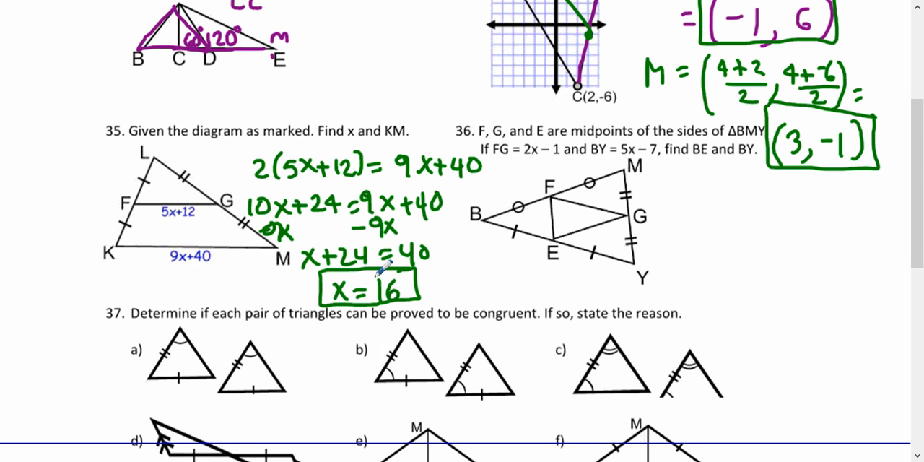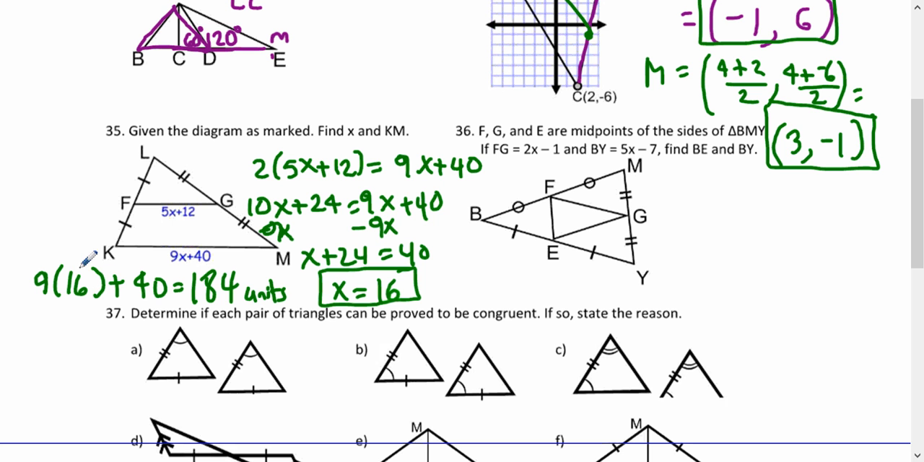So again, pay attention to the instructions to make sure you finish the problem. It says find x and the length of KM. Well, KM is given by this expression with x, but now we know what x is. We can just substitute 9 times 16 plus 40. It gives me 184. So 184 units.